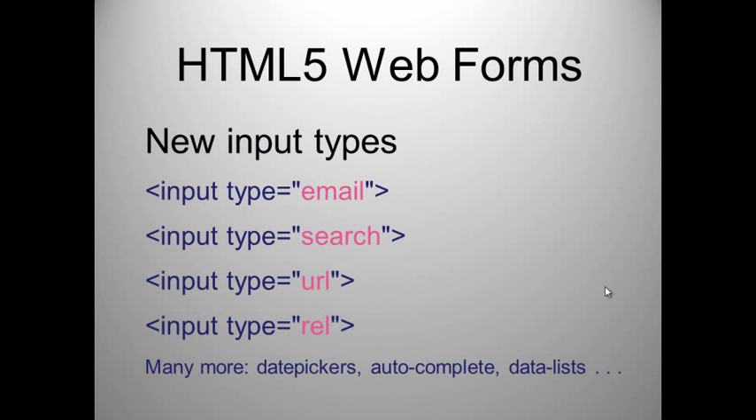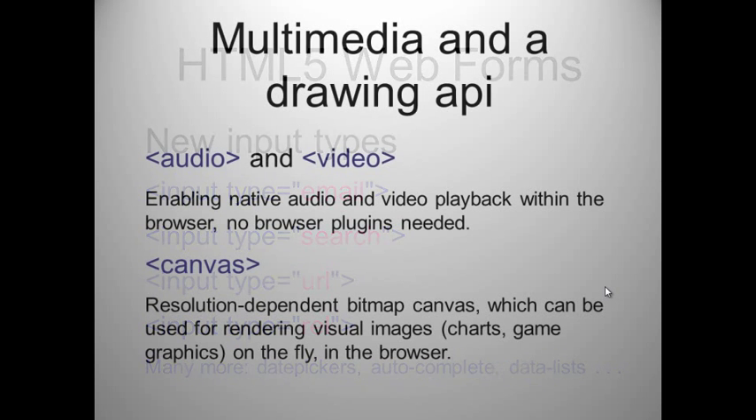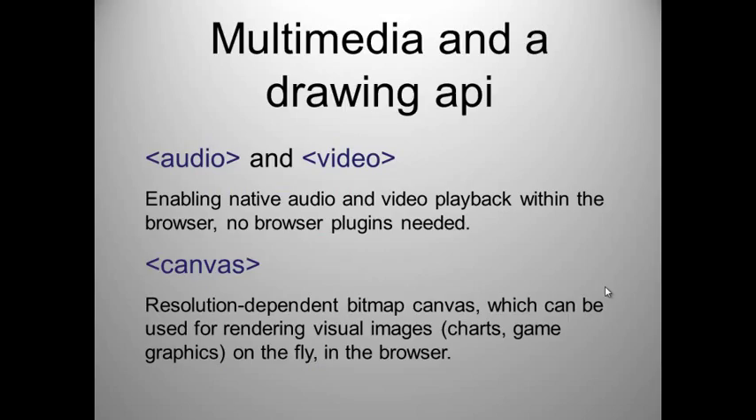Another new feature of HTML5 are web forms. If you've used web forms in the past, you know of input types. The classic input type is called text. With HTML5, we have more specific input types such as email, search, URL, and more. HTML5 web forms are a huge part of HTML5, and we discuss these, of course, within that lesson. Other new features include multimedia and a drawing API. For multimedia, we can look at the audio and video tags. These allow us to add audio and video within the browser, no browser plugins needed.